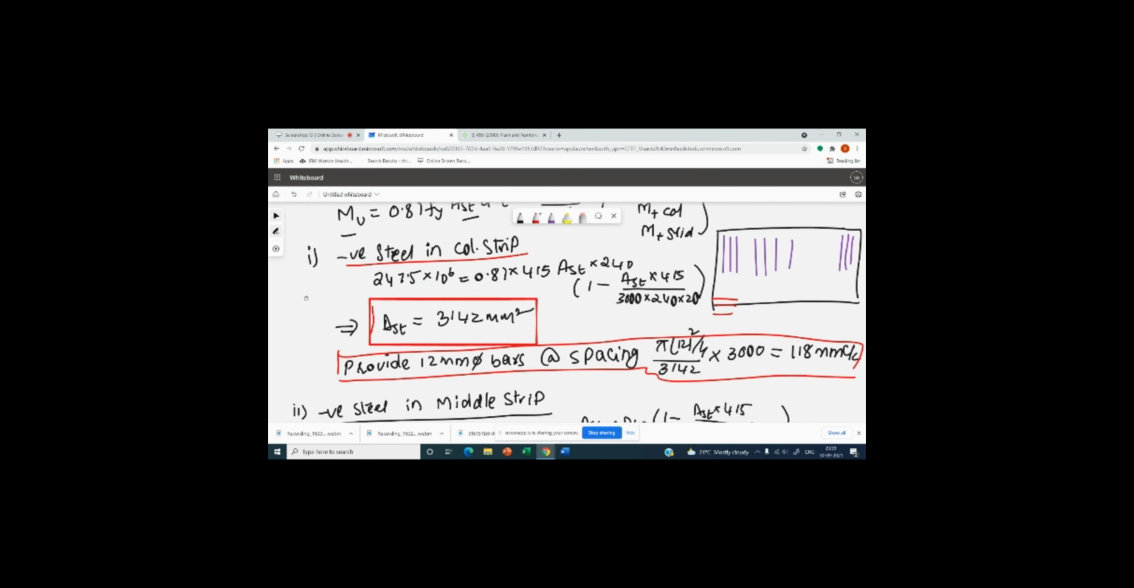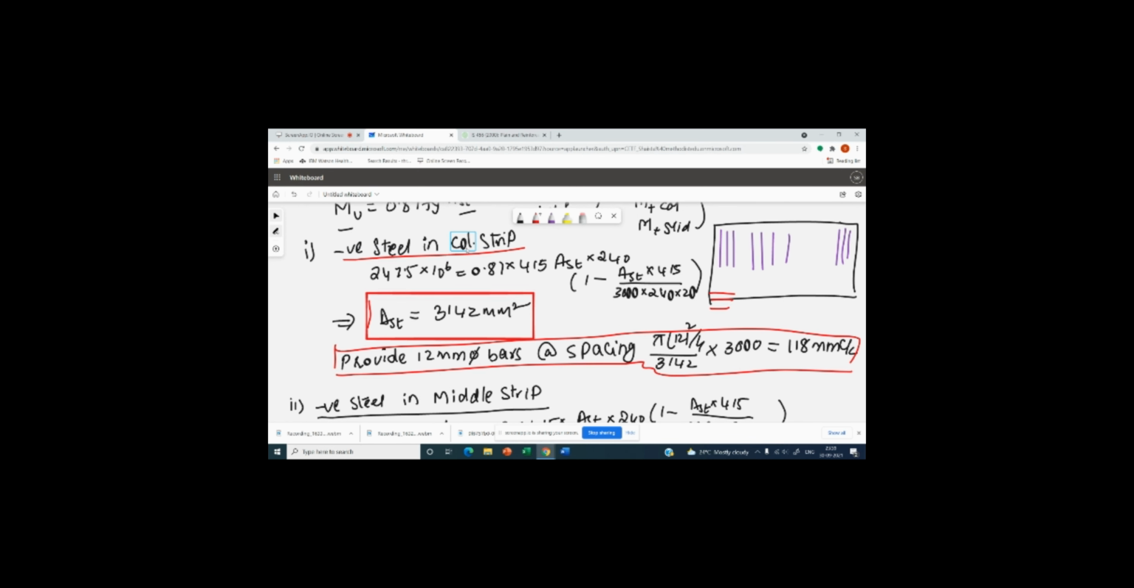Okay, so first I have taken the negative steel, that is negative bending moment in column strip. So the area of steel required in the column strip to resist the negative bending moment of 247.5 into 10 to the power of 6, I got an area of steel as 3142 mm square. Substituting everything in the given standard formula, I got the area of steel as 3142 mm square.